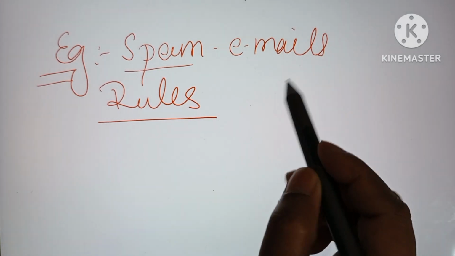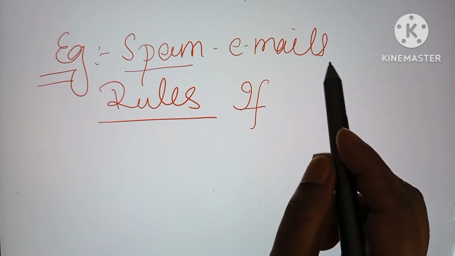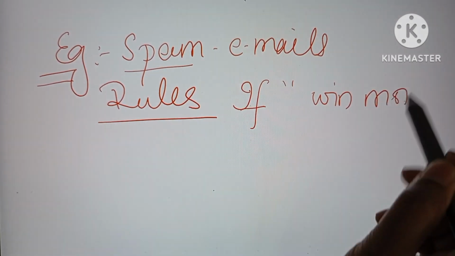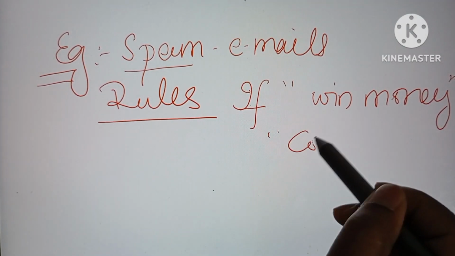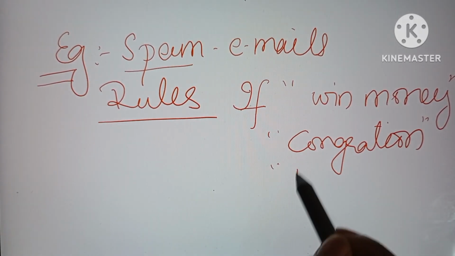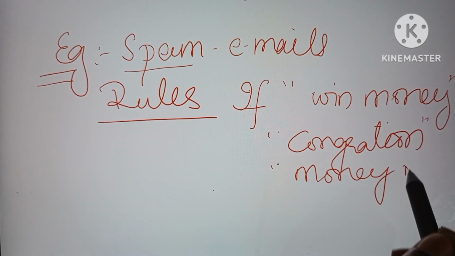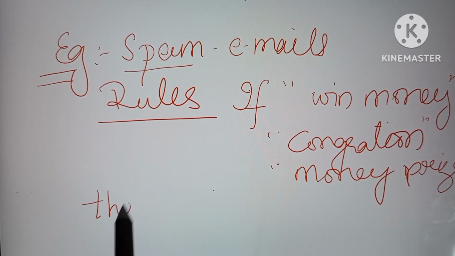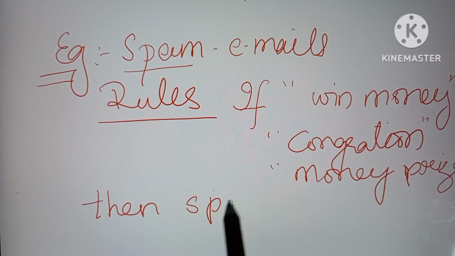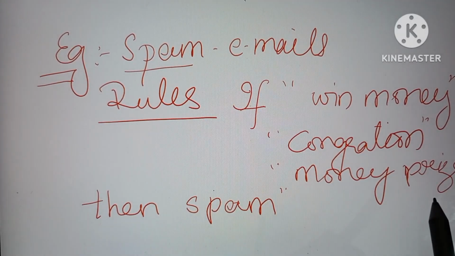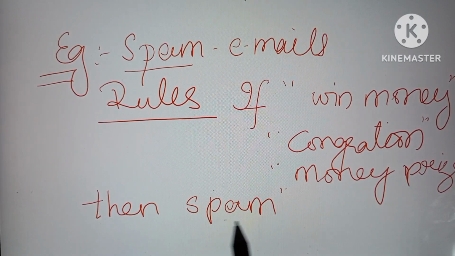Suppose the rule says: if the email has words like win money or congratulations, you have won a money prize, something like this, then it has to flag it as spam. So this is the if condition and this is the action it has to take. It has to flag it as spam.